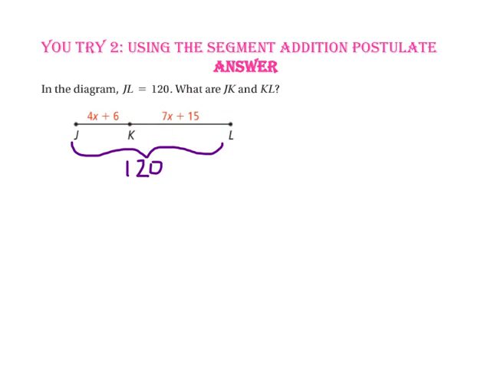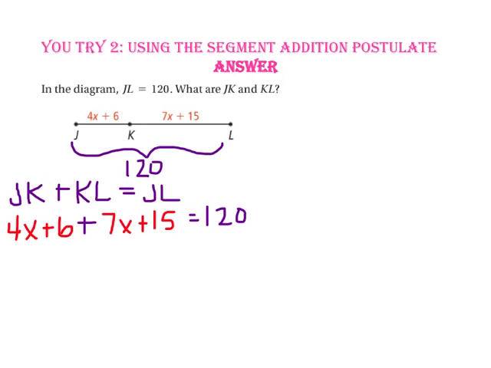Let's start by writing a geometry equation. Now, let's substitute the length of segment JK here, the length of segment KL here, and the length of segment JL here. Now let's solve for x by combining like terms and isolating the variable. We know that 4x plus 7x is 11x, and we know that 6 plus 15 is 21.